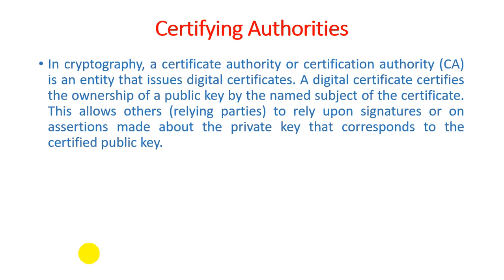Now we will discuss the last concept of this particular lecture. It is nothing but a certifying authority, and we will discuss this topic with the help of an example. In cryptography, a certificate authority or certification authority (CA) is an entity that issues digital signatures. So it is the organization that can provide a digital signature to the persons who are actually authorized for legal communications in cyberspace. It is nothing but a certifying authority.